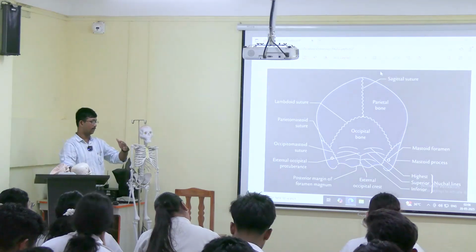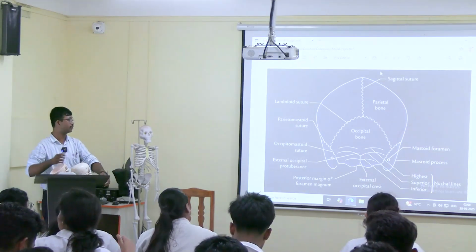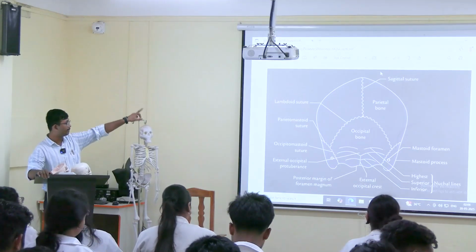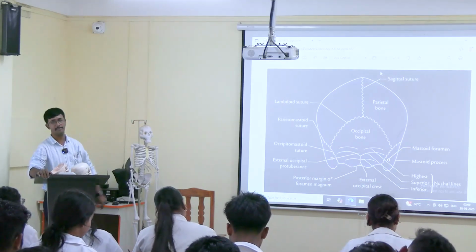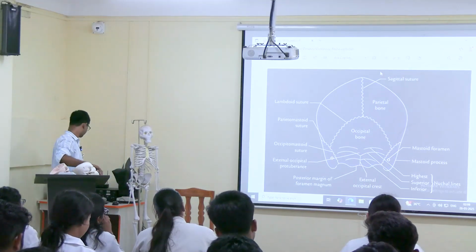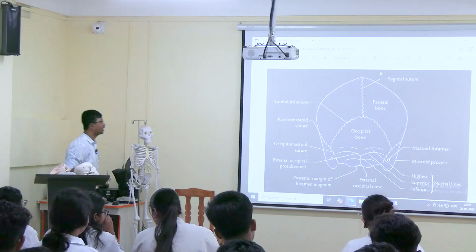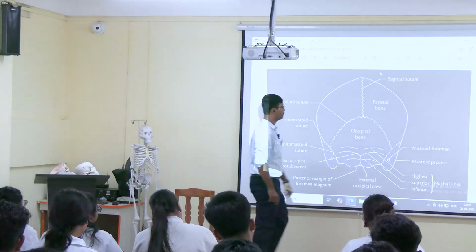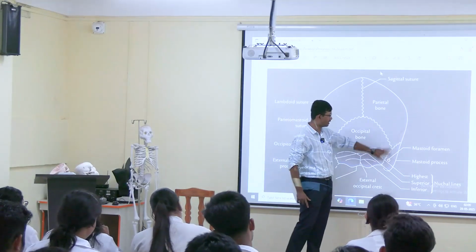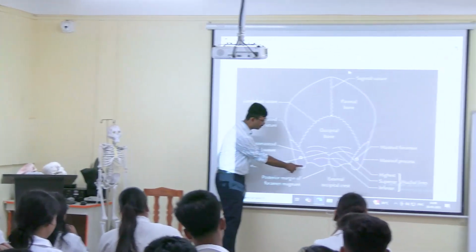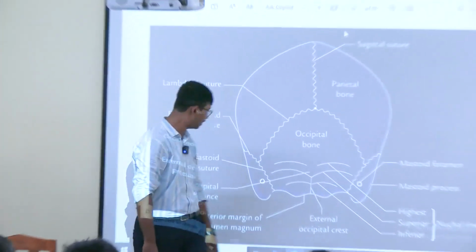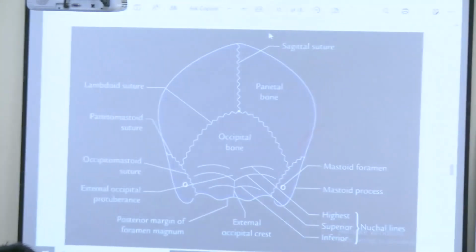This is the norma occipitalis, or the posterior part of the skull. Here you will see this occipital bone connecting with the parietal bones at the lambda. And here you can see the lambdoid sutures. Here you can also appreciate the mastoid process. So basically this hard bone is your mastoid process. This mastoid process is attached with this occipital bone at the occipitomastoid suture.